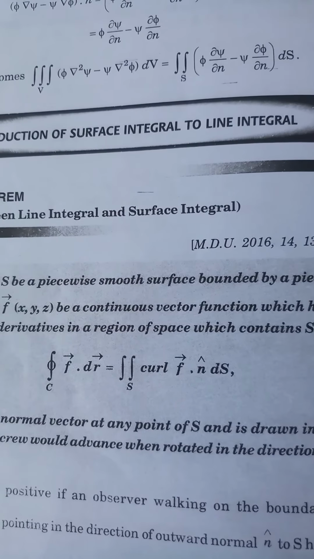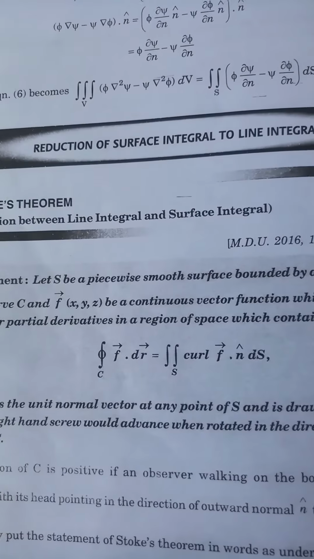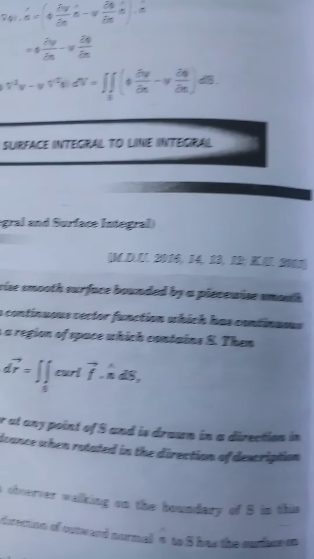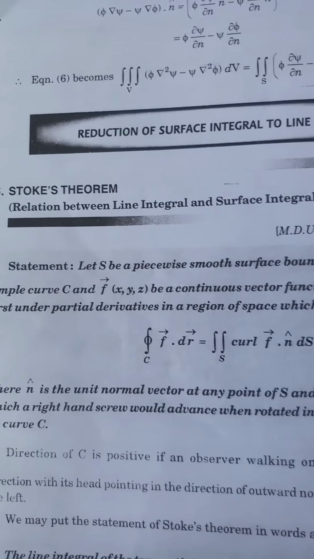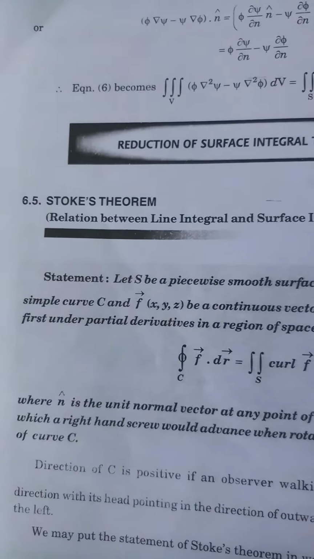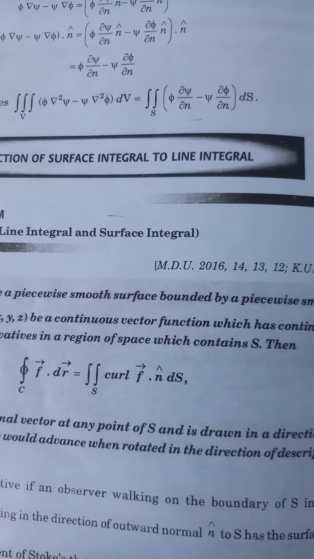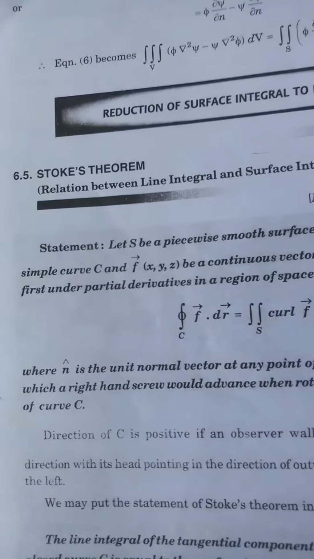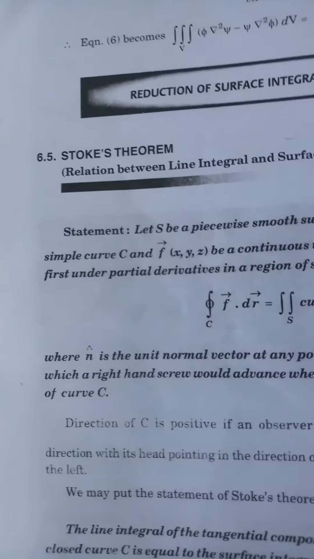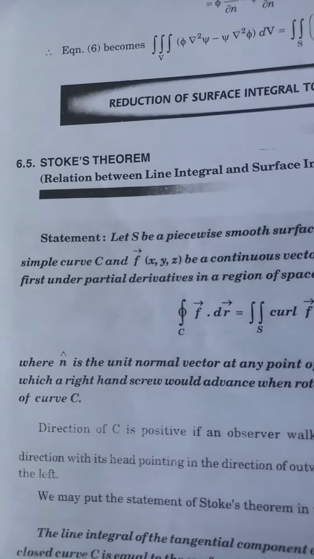Circulation along C, f dot dr, is equal to double integral over S of curl f dot n ds, where, the statement again, let S be a piecewise smooth surface bounded by a piecewise smooth single curve C, and f(x,y,z) be a continuous vector function which has continuous first order partial derivatives in a region of space which contains S. Then this holds, where n cap is the unit normal vector at any point of S and is drawn in a direction in which a right hand screw would advance when rotated in the direction of description of curve C.